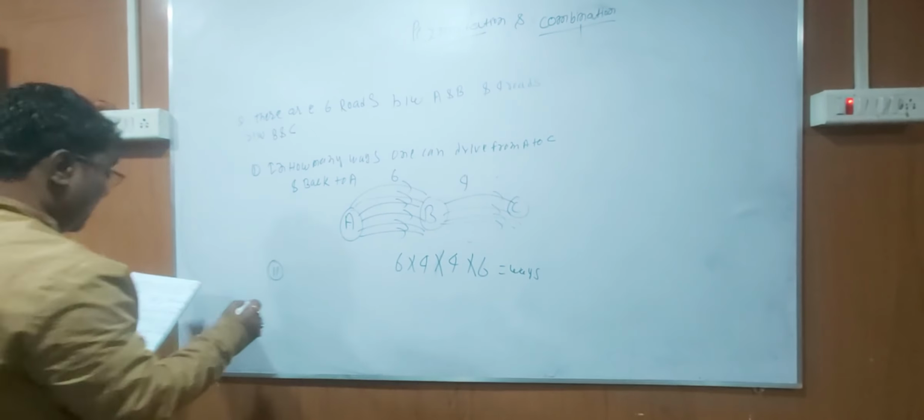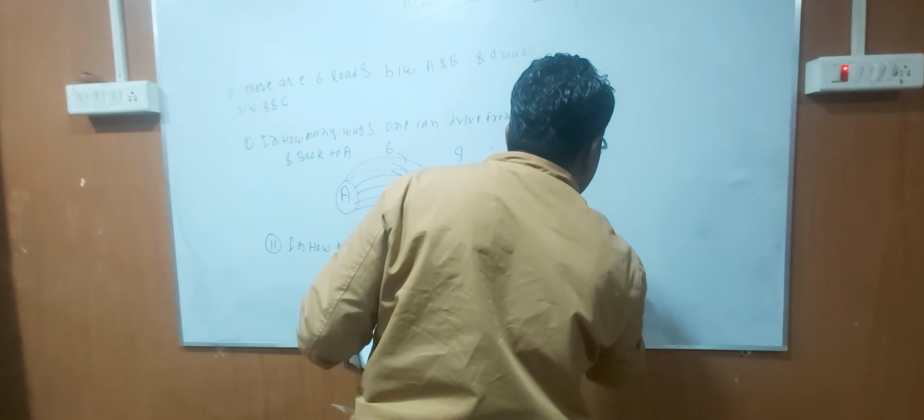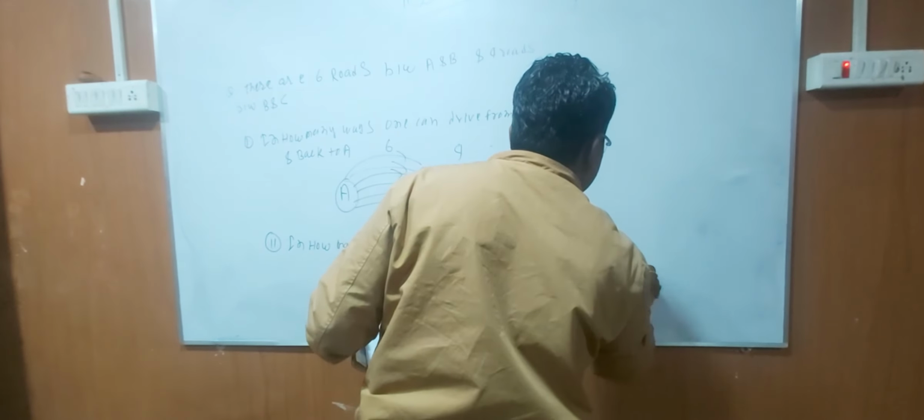One can drive from A to C and back to A without using the same road. Okay. First you have to go from A to C, then 6 into 4.